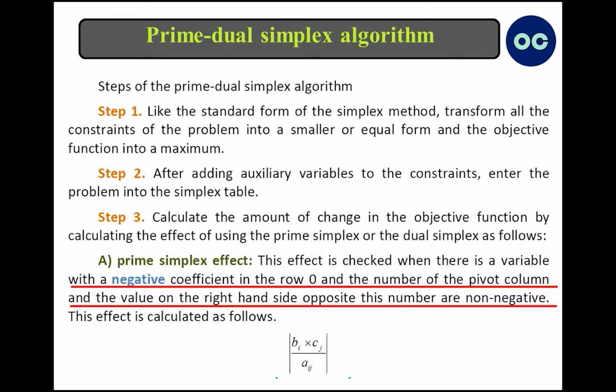In step three, we calculate the effect of the objective function using either the prime simplex or dual simplex. There are two cases here. The first case is the prime simplex effect. In this effect, when there is a variable with a negative coefficient in row 0, and the pivot column's number and the number on the right-hand side opposite that number are non-negative, we calculate the effect like this.